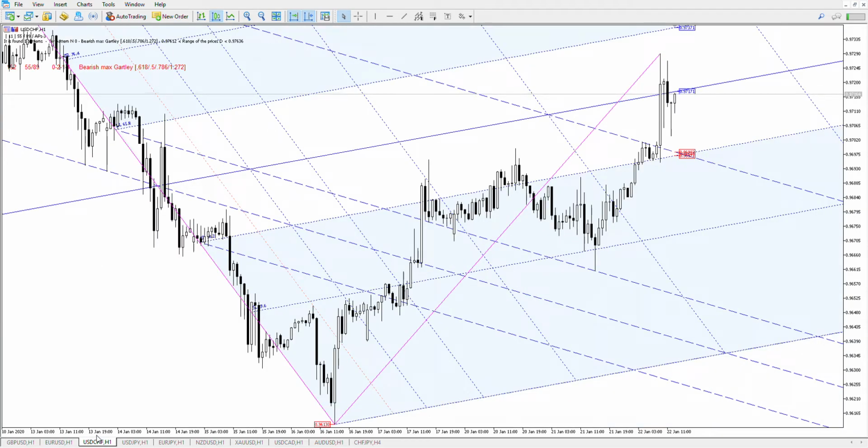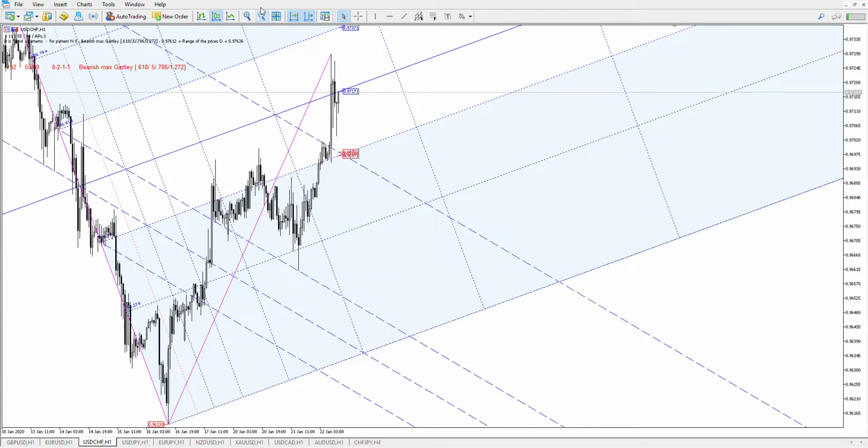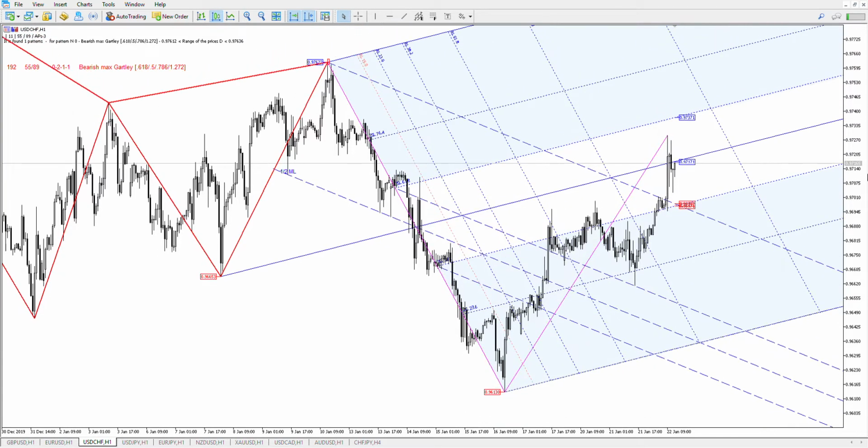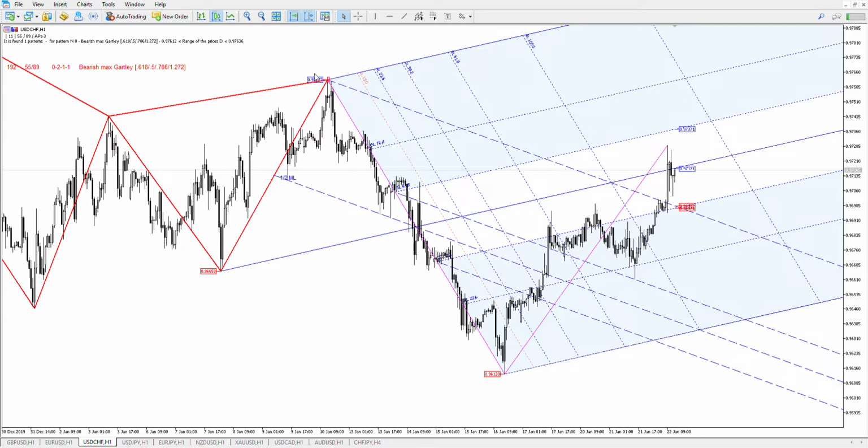Dollar Swiss got a median pitchfork resistance at 97.17. We've broken the channel, the descending channel, those dotted lines. That's calculated from that low to that low. It's a bearish Gartley. So that will invalidate if we crack that level, 97.62. And that's resistance, and that's your support.